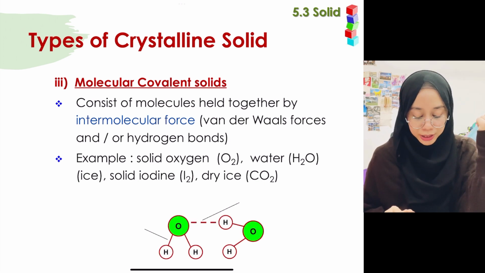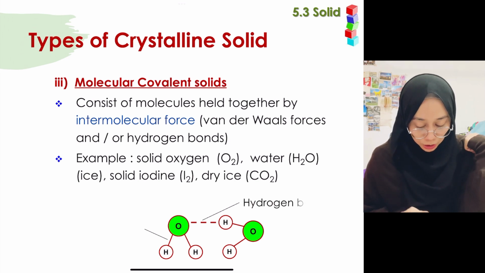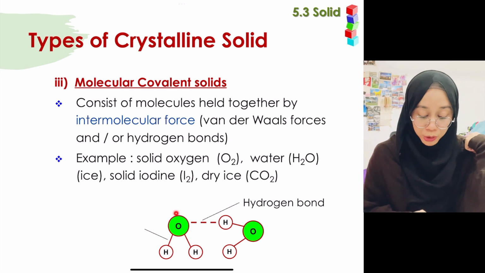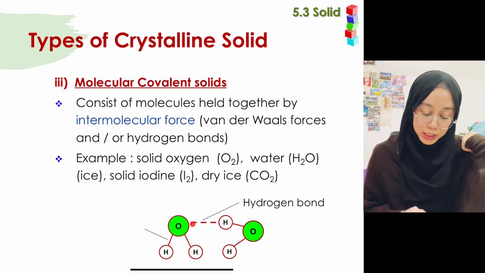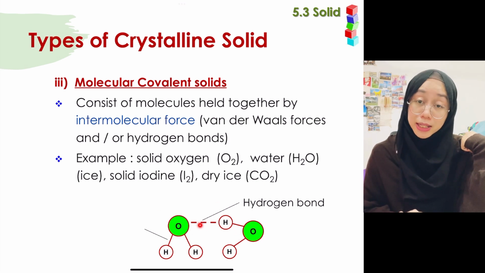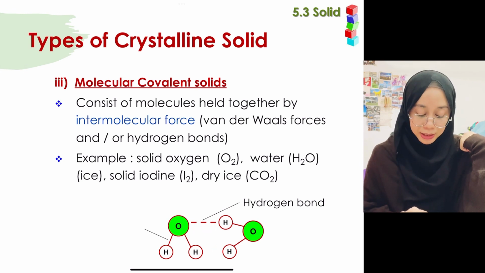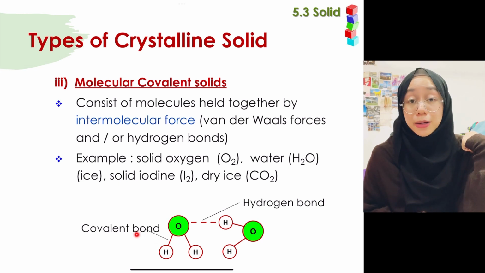Okay, for example kalau kita ada water kat sini, so we do have a hydrogen bond between these two molecule, between these two water molecule. Kita ada hydrogen bond kat sini, which is shown to you by yang dash line ni. Okay, tapi antara O dengan H ni pula, okay, antara O dengan H ni, that is actually a covalent bond.